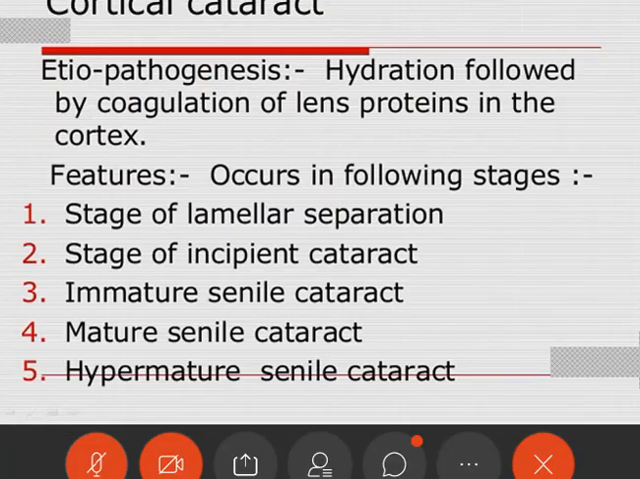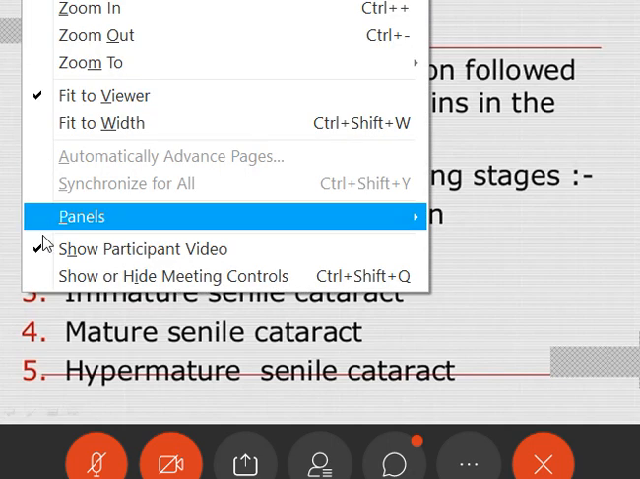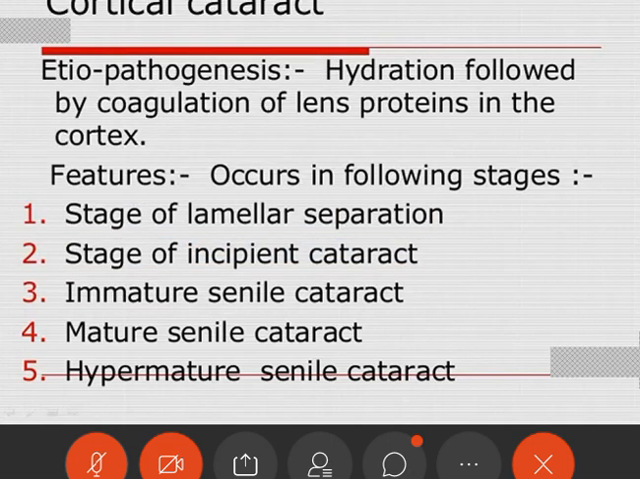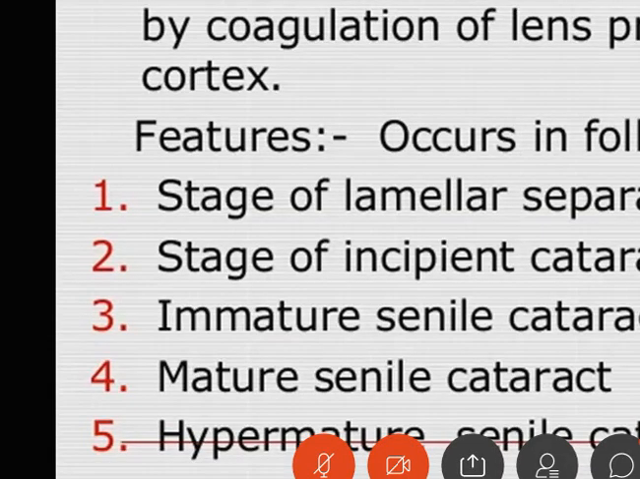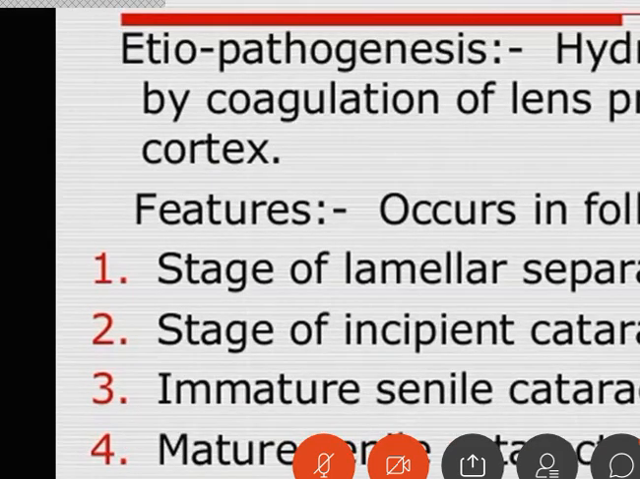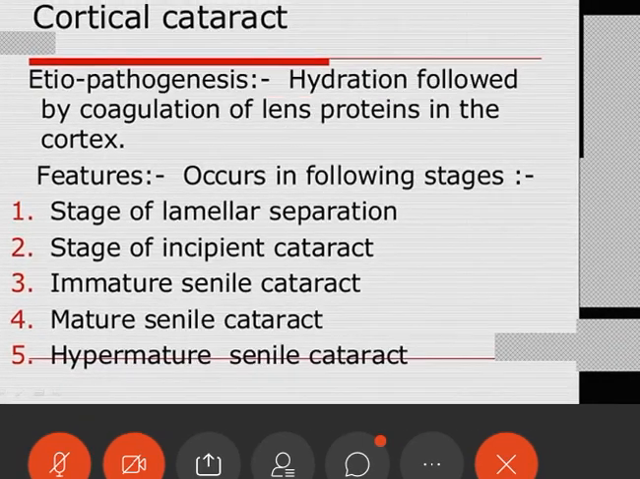This is also called the sclerotic cataract. What will happen in the cortical cataract? Hydration of the lens leading to coagulation of the lens protein.